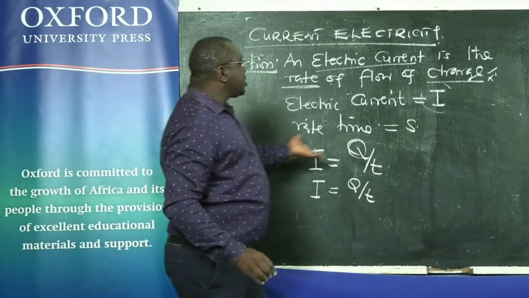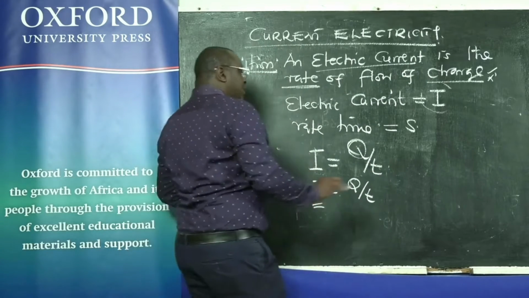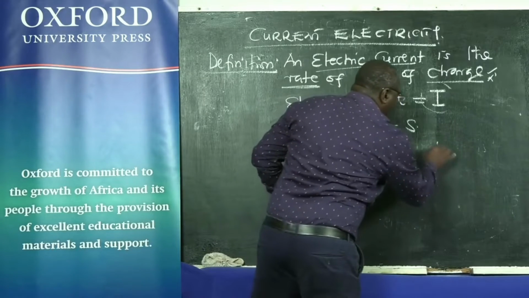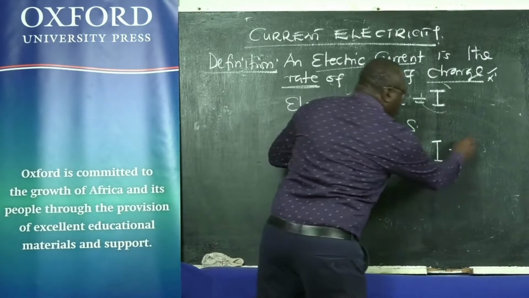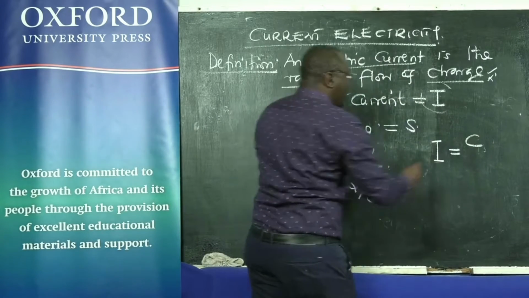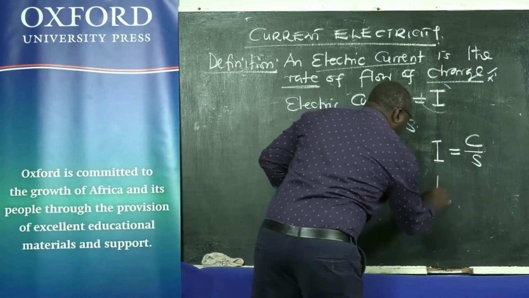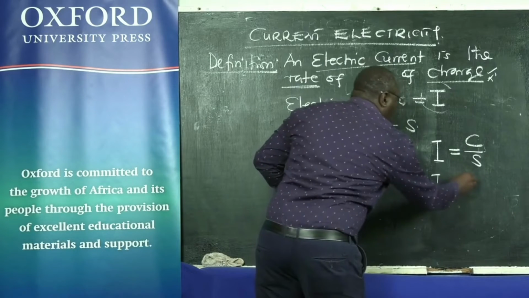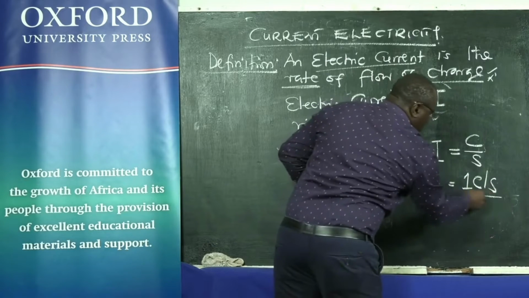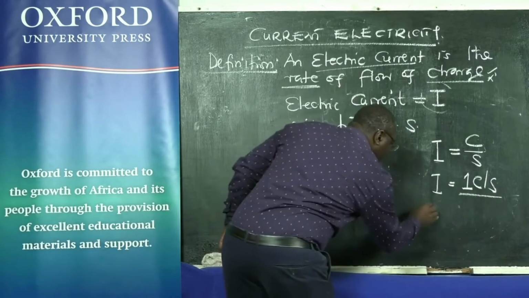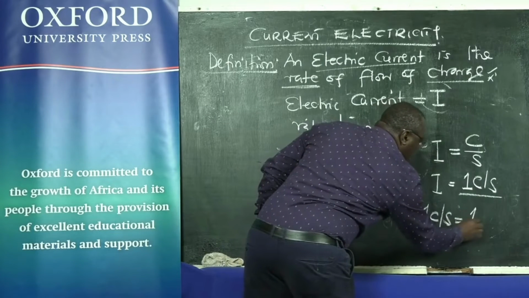If we are to use the symbols so that we draw the units for I, we are simply saying I, which is current, is equal to charge, which is measured in coulomb. We put our Q there, our C there, divided by S. All right? So where we have I being equal to 1 coulomb per second. This unit is actually the same as 1 coulomb per second is equal to 1 ampere.